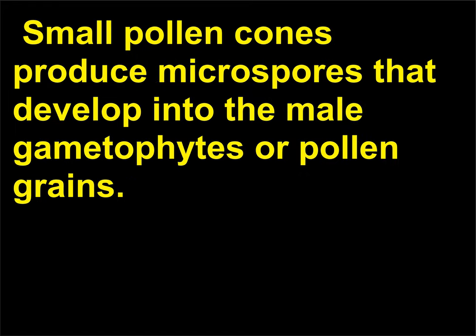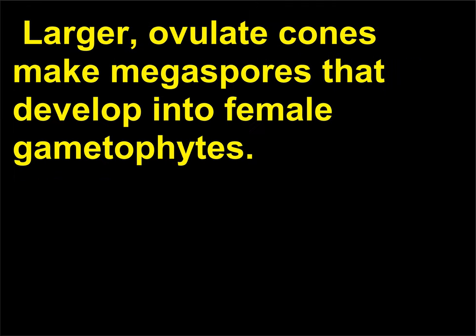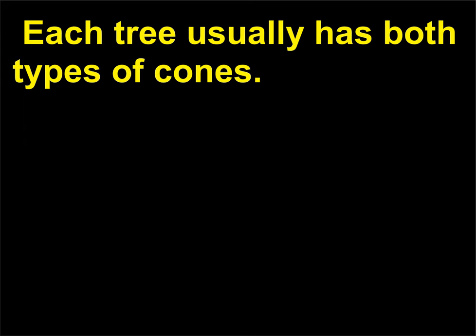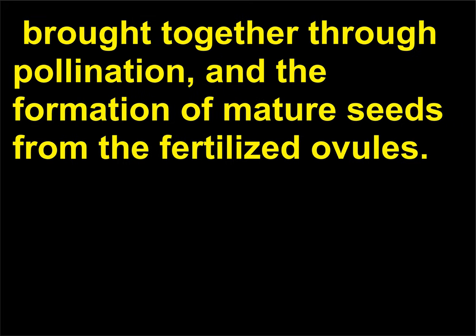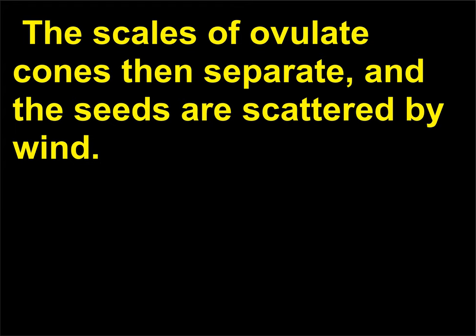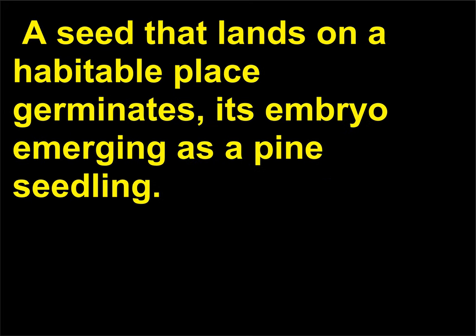Small pollen cones produce microspores that develop into the male gametophytes or pollen grains. Larger, ovulate cones make megaspores that develop into female gametophytes. Each tree usually has both types of cones. This 3-year process culminates in the production of male and female gametophytes, brought together through pollination, and the formation of mature seeds from the fertilized ovules. The scales of ovulate cones then separate, and the seeds are scattered by wind. A seed that lands on a habitable place germinates, its embryo emerging as a pine seedling.